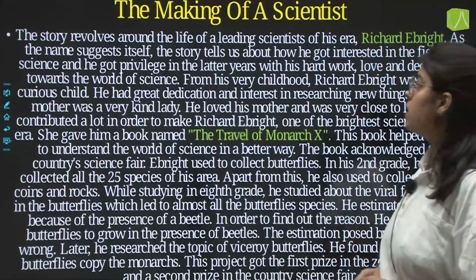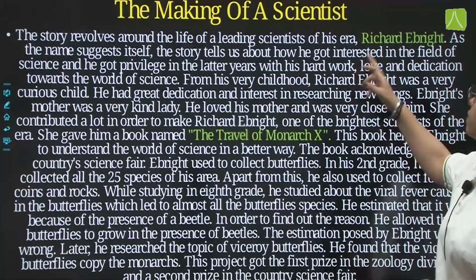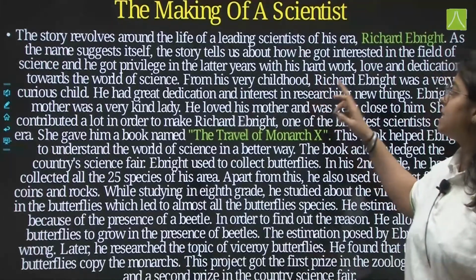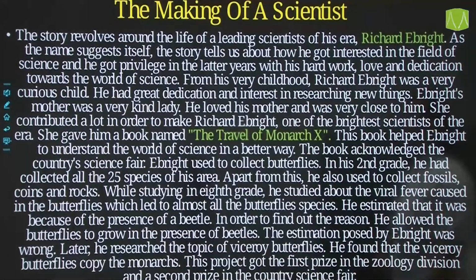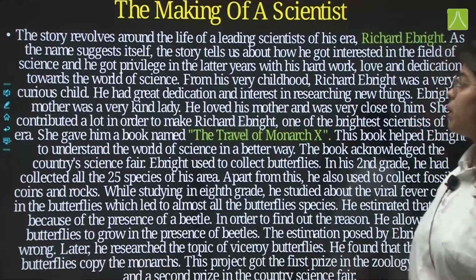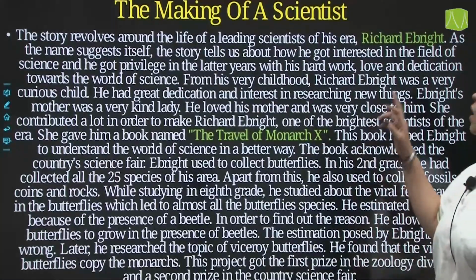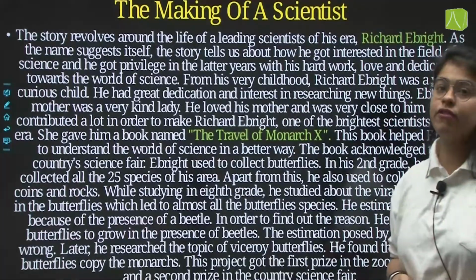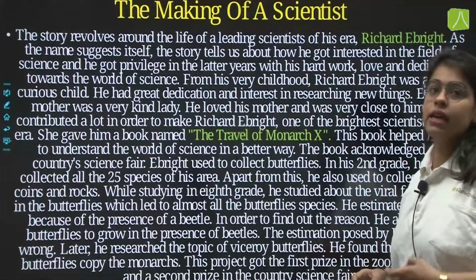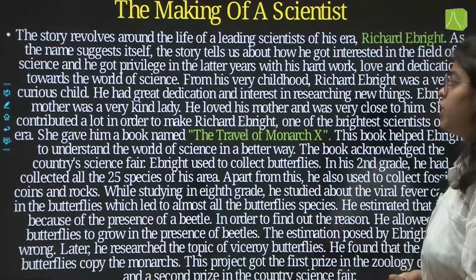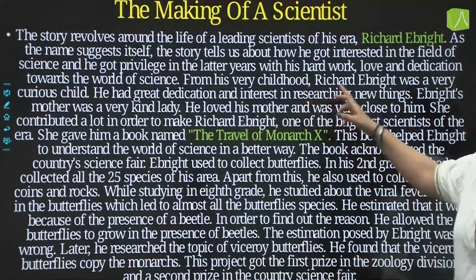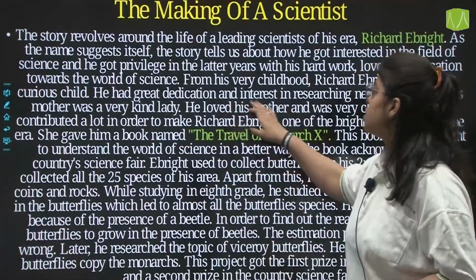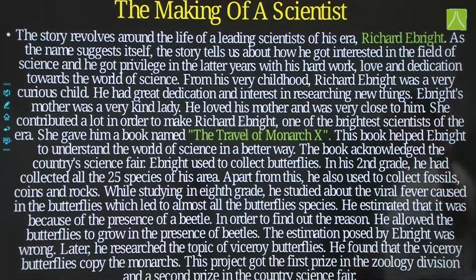The chapter revolves around the life of a leading scientist of his era, Richard E. Bright. As the name itself suggests, the story tells us how he got interested in the field of science, and how he earned the privilege in later years with his hard work, love and dedication towards the world of science. He was entirely devoted to the field of science. From his very childhood, Richard E. Bright was a very curious child. He had great dedication and interest in researching new things.